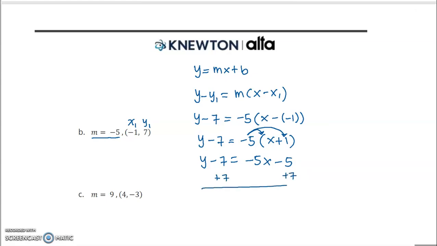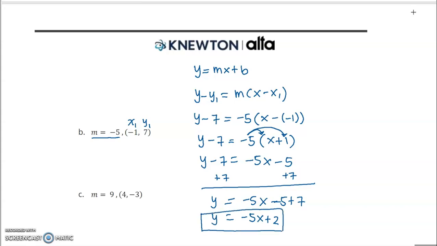So therefore, we have y is equal to negative 5x minus 5 plus 7. And then you simplify this: negative 5 plus 7 is equal to positive 2. So that gives us negative 5x plus 2. So y is equal to negative 5x plus 2. That is the equation of the line in the slope-intercept form.